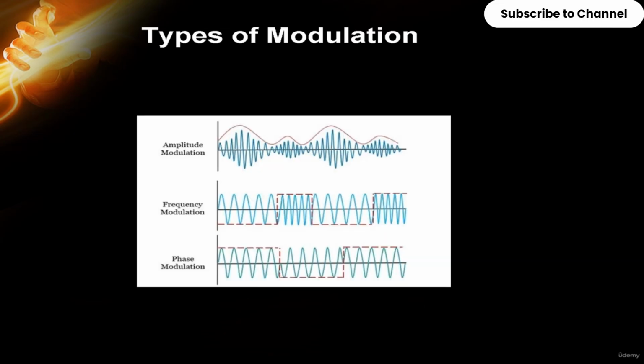Here is an example of amplitude modulation. In amplitude modulation, the amplitude is varied. In frequency modulation, the frequency of the signal is varied, like low frequency, high frequency. In phase modulation, the phase is shifted. Here, like 180 degrees, the phase is getting shifted.